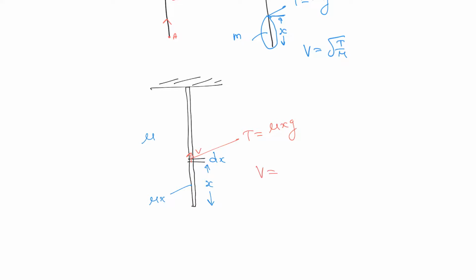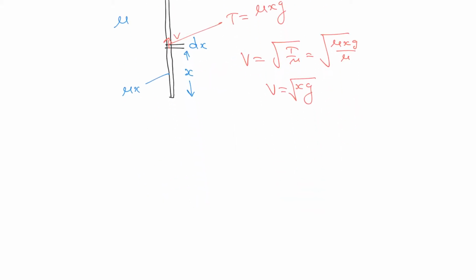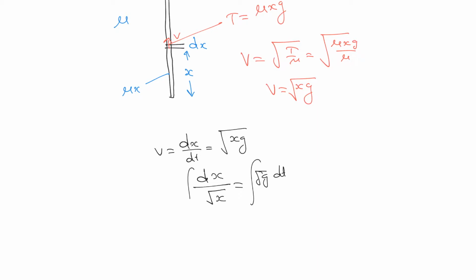So velocity at this point we can write according to the equation, root of T divided by mu, that is under root of mu x g divided by mu. So the value of velocity is going to be under root of x into g. Now velocity can be written as dx divided by dt, which is equal to root of x into root of g. So we can write the variables together: dx divided by root x is equal to root of g into dt. Now we can integrate this expression.